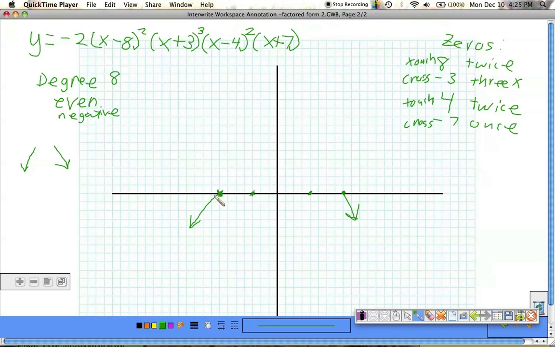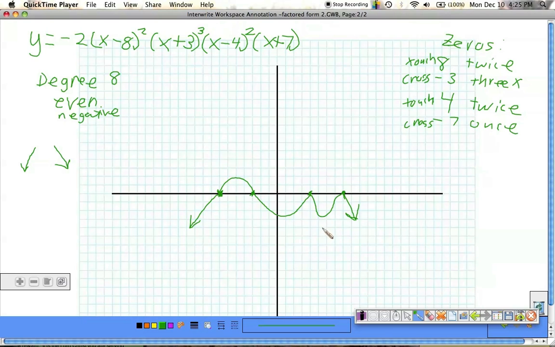So, my first root I encounter coming from the left is negative 7. I look at negative 7, I cross the axis there. I go up and I cross at negative 3, which is my next one. Now I come back and I touch at 4, and I come back and I touch again at 8 and go down, and my end behavior matches. I do not cross the axis there.